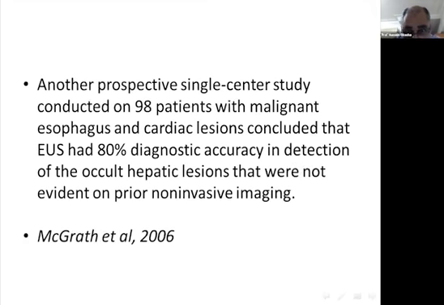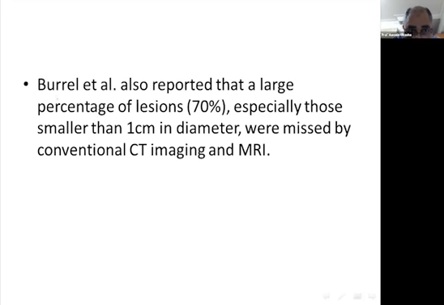Another prospective single-center study conducted on 98 patients with malignant esophagus and cardiac lesions concluded that EUS had 80% diagnostic accuracy in detection of the occult hepatic lesions that were not evident on prior non-invasive imaging. And a third article by Babel et al. also reported that a large percentage of lesions, about 70%, especially those smaller than 1 centimeter in diameter, were missed by conventional CT imaging and MRI.